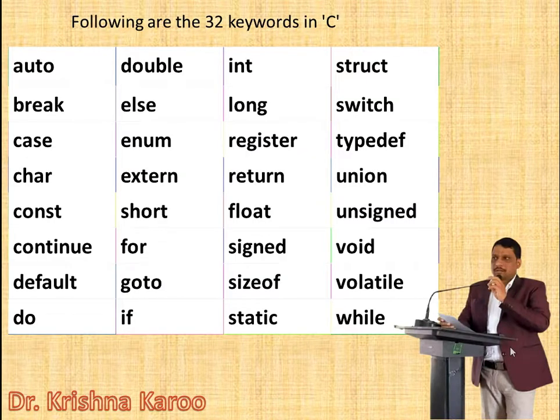So these are the 32 keywords that we use in C programming: auto, break, case, char, const, continue, default, do, double, else, enum, extern, short, for, goto, if, int, long, register, return, float, signed, sizeof, static, struct, switch, typedef, union, unsigned, void, volatile, and while. These 32 keywords we always use in programming.